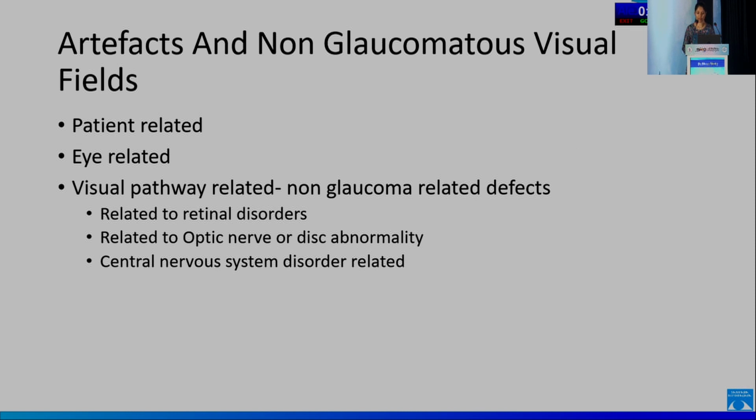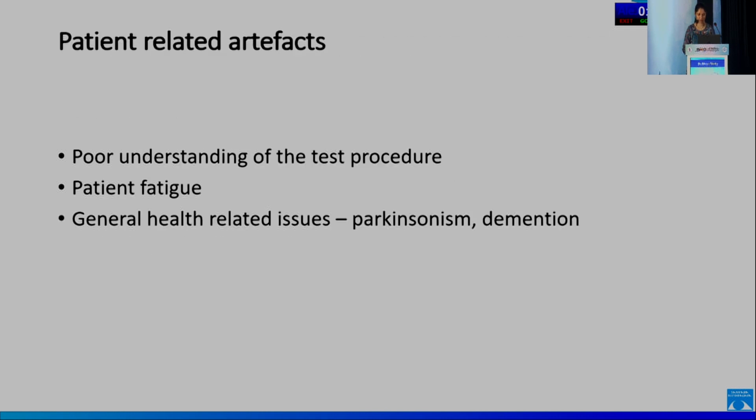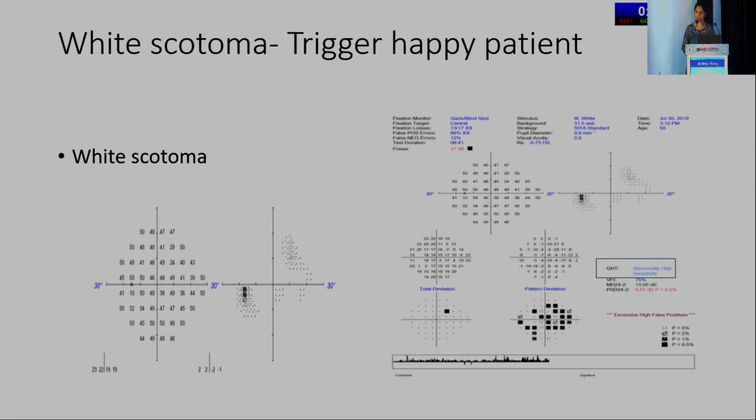Artifacts and non-glaucomatous visual fields could be patient-related, eye-related, or visual pathway-related, that is, non-glaucoma-related defects could be because of retinal disorders, optic nerve or disc abnormality, or central nervous system-related disorders. So patient-related artifacts could be due to poor understanding of the test procedure, patient fatigue, or general health-related issues like Parkinsonism, dementia.